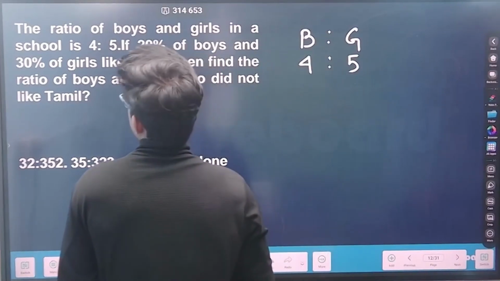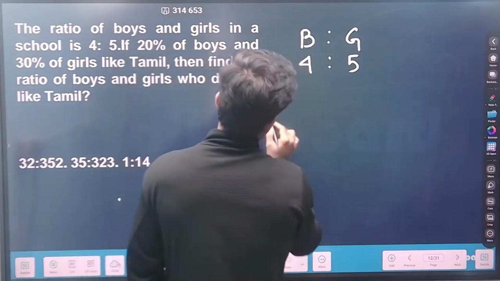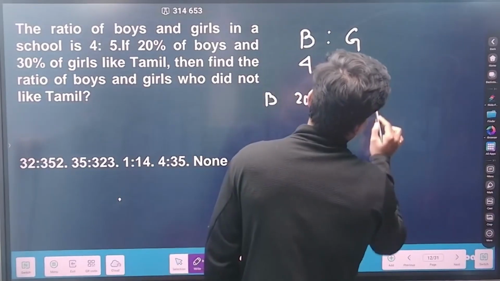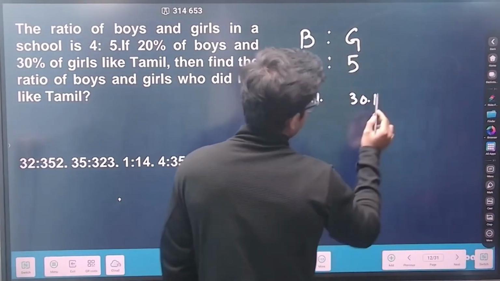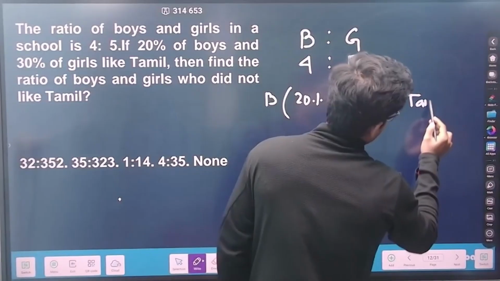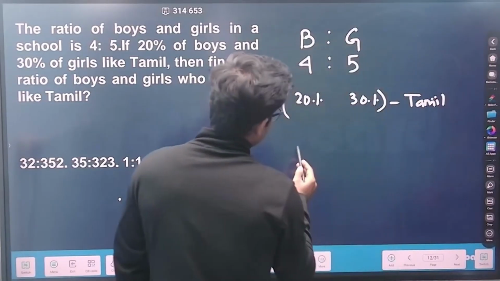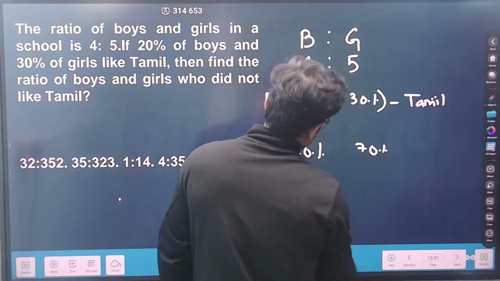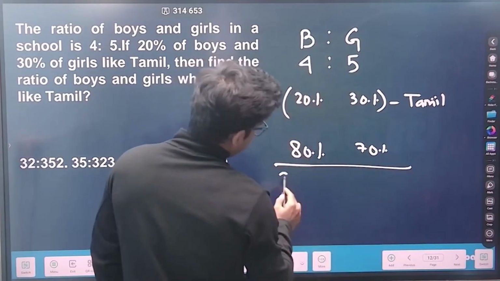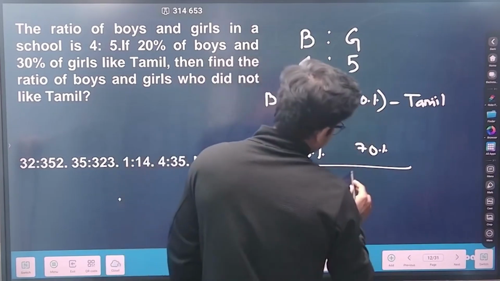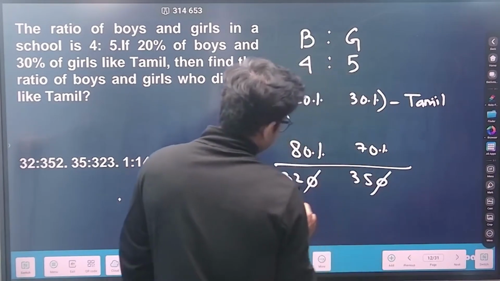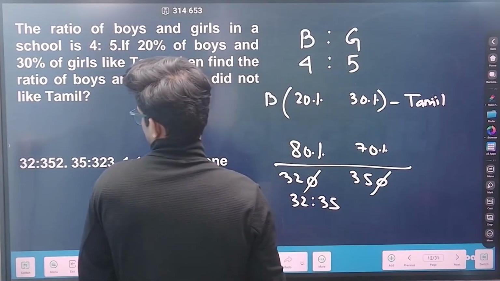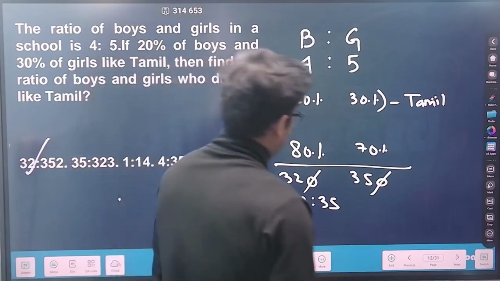If 20% of the boys and 30% of the girls, so basically 20 boys is like 20%, correct? And girls is like 30%, and they both speak what? Tamil. Okay, Tamil. Then remaining, can I say 80%? I need to figure it out here, 80% and here 70%, correct? So basically 80% of 40 is 320 and 70% of 50 is basically 350. So the ratio would be 32 is to 35, isn't it? Option number A is the correct answer.